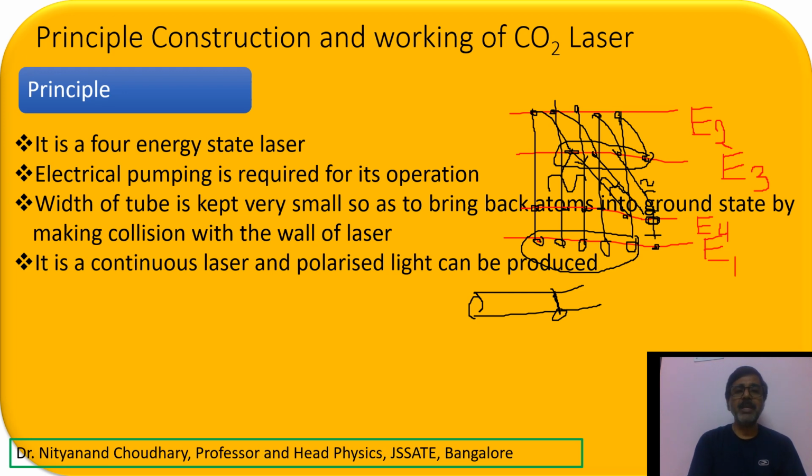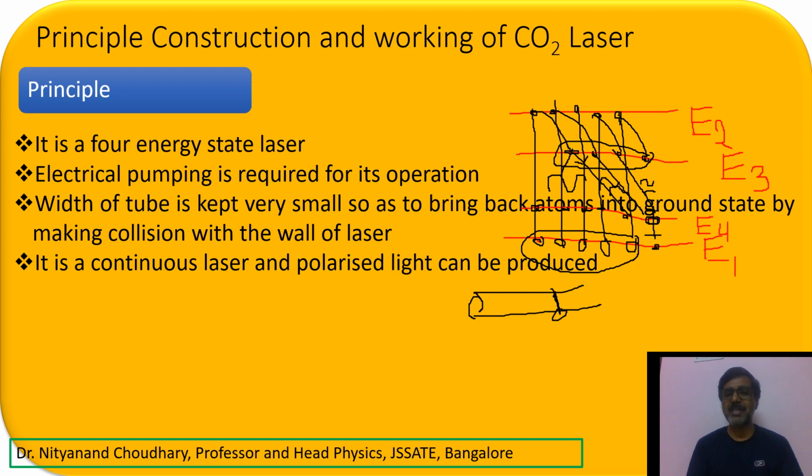The electrical pumping is required for its operation. As I already told you, atoms are to be pumped from the ground energy state to the excited energy state, and therefore we are using electrical pumping. The width of the tube is kept very small, so as to bring back the atoms into the ground state by making the collision with the wall of the laser. So I have just explained that.